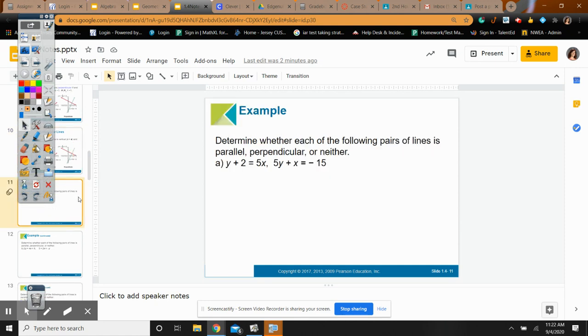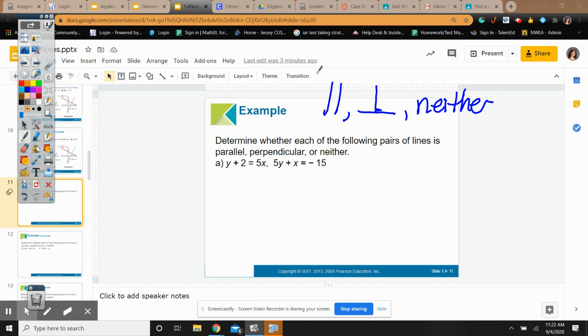Okay, so let's look at one of these tricky questions. We are going to figure out if it's parallel, perpendicular, or neither. So we're basically just looking at the slopes. If they're the same, it would be parallel. If it's opposite reciprocal, it will be perpendicular. And if they're just different, then they'll be neither.